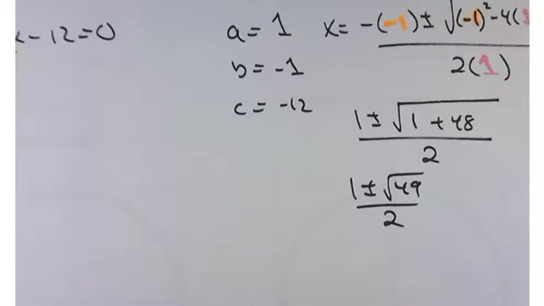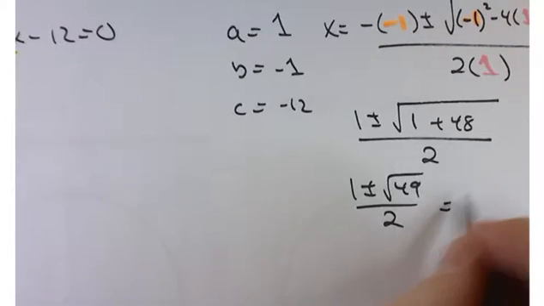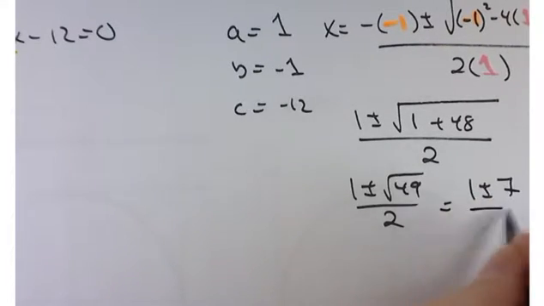Now I really hope that you don't stop here. What else do you see that you think we can do? The 49. Square root of 49 is 7. So this is 1 plus or minus 7 over 2.